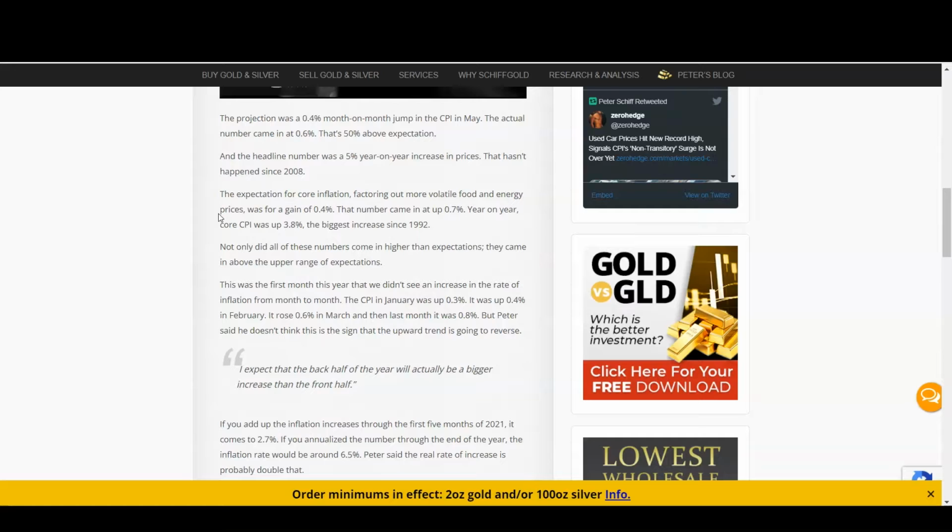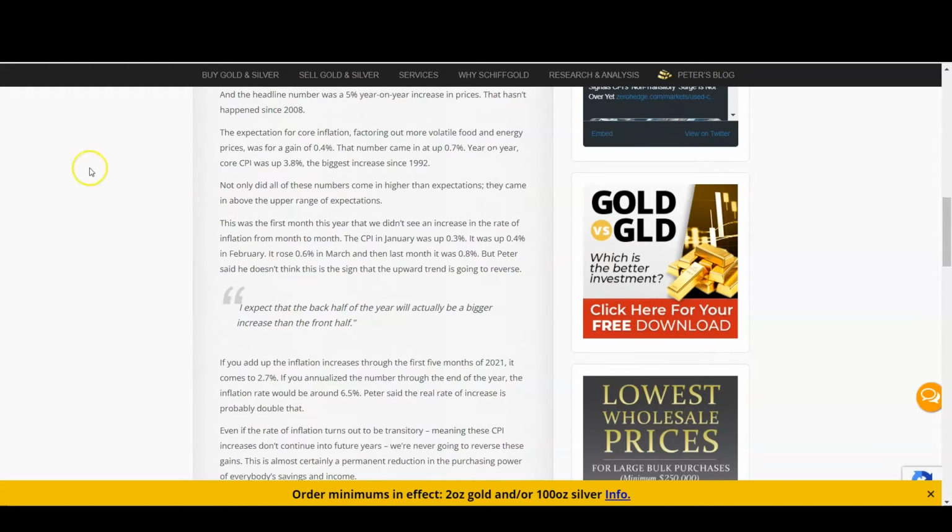So in one of his recent episodes, what he says is, the headline number was a 5% year-on-year increase in prices, and that hasn't happened since 2008. The expectation for core inflation, factoring out more volatile food and energy prices, was for a gain of 0.4%. That number came in at 0.7%. Year-on-year core CPI was up 3.8%, the biggest increase since 1992, right?